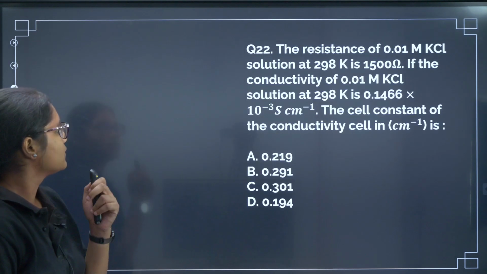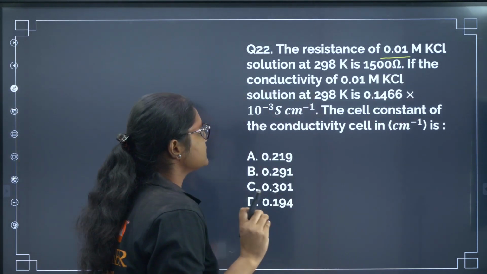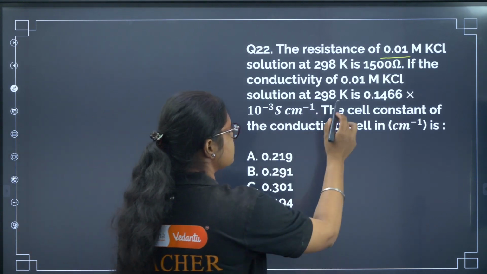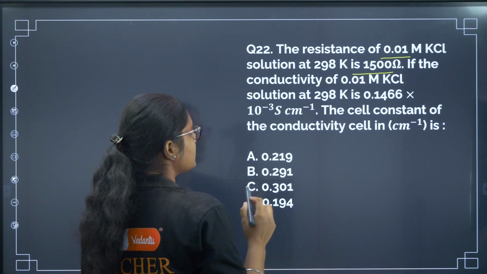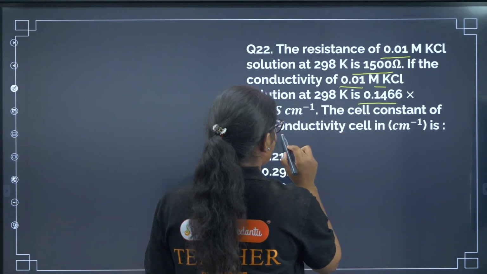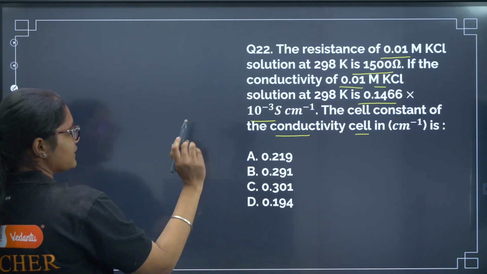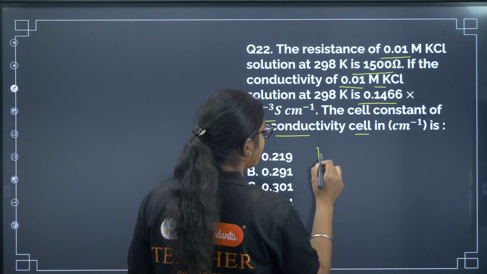Next. This is given: resistance of a 0.01 M KCl solution is 1500 ohm. If the conductivity of the 0.01 M KCl solution is this much, what is the cell constant? First you have to write the formula. You see what data are given to you. Conductivity is given.